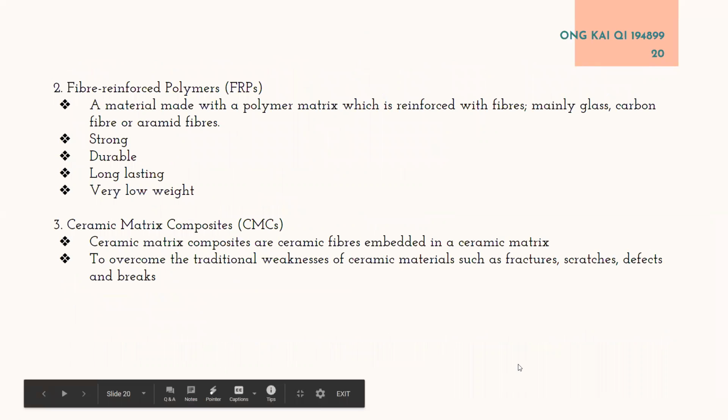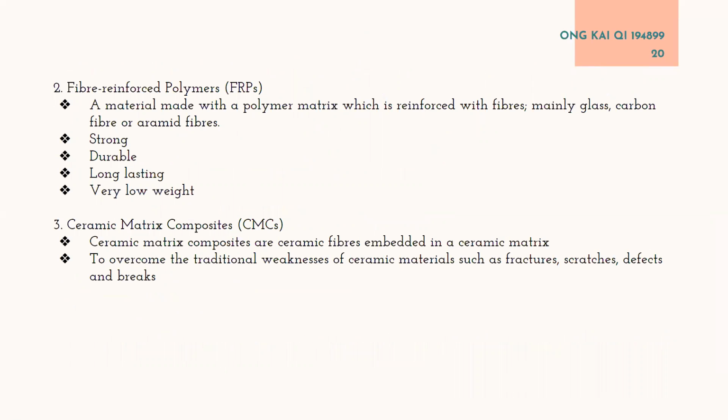Second, fiber reinforced polymers, which we call FRP, is a material made with a polymer matrix reinforced with fibers, mainly glass, carbon fiber, or aramid fibers. It is strong, durable, long-lasting, and very low weight. And the third one is ceramic matrix composites, which is CMC. Ceramic matrix composites are ceramic fibers embedded in a ceramic matrix to overcome the traditional weaknesses of ceramic material, such as fractures, scratches, defects, and breaks.